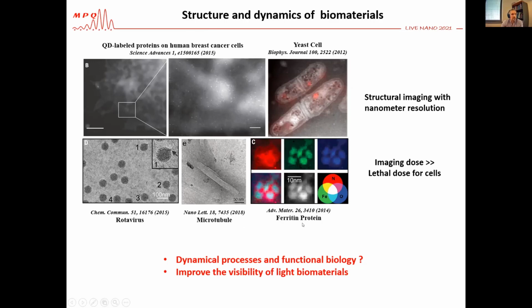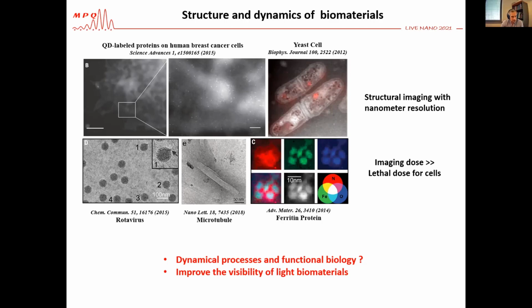And clearly, it's a great technique to image the structure of biomaterials with nanometer resolution. Now, what is also very clear is that the imaging dose, the dose rate that we need to obtain those images, is clearly above the lethal dose for cells. So we are not yet able to do live cell imaging in the liquid cell microscope. Because of this, there is a crucial need to reduce the electron dose and still have a good resolution. So there are a lot of people that work on this problem.